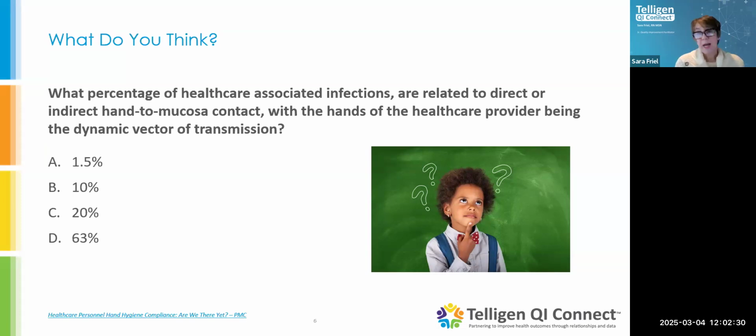Is it A, 1.5, B, 10? Would you say C, 20, or D, 63%? And then I'm going to ask Jason when we get to about 70 or 75% to go ahead and post those results. We'd like as many folks to respond as possible, and here we go. Okay, so we've got a couple of different answers. We see a lot of 63%. However, our correct answer is C. So if you responded with 20%, you are correct.